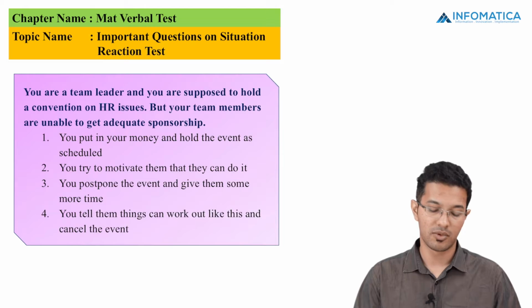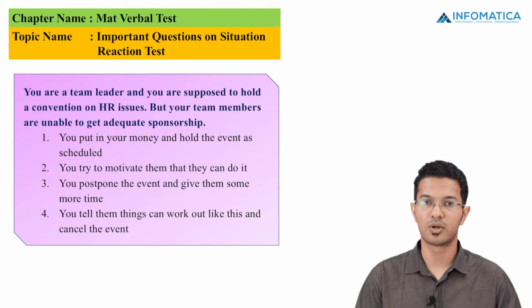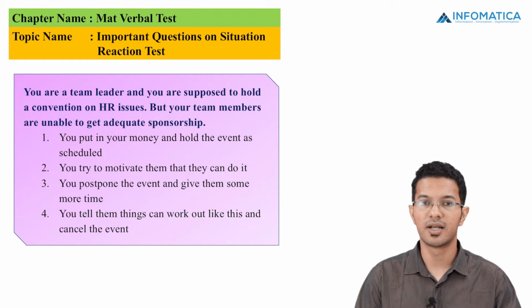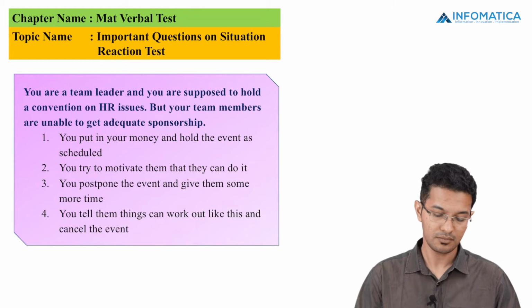And number 3 and number 4, let us discuss number 3. You postpone the event and give them some more time. If such kind of things always happen, then the attitude of the team will tend to be on the downside. They will tend to decline in their attitude. When they know that the team leader is weak and he will stoop to such kind of a level, the people will keep on doing some kind of mistakes. So more and more mistakes are bound to happen. So definitely we can say that the third option is not right.